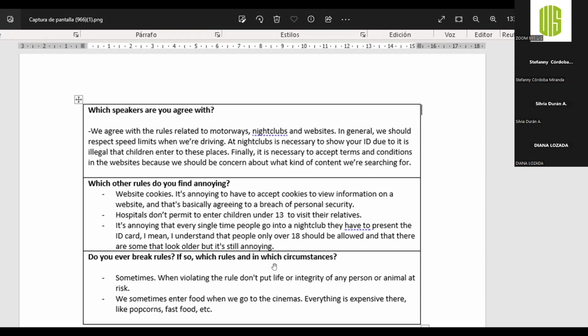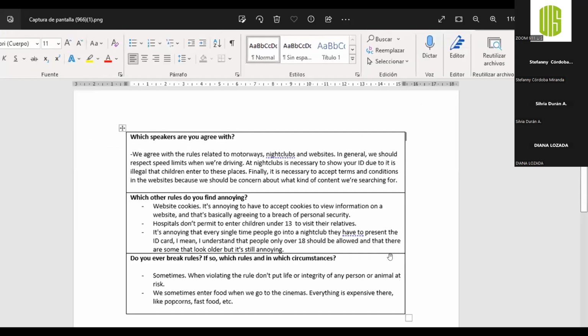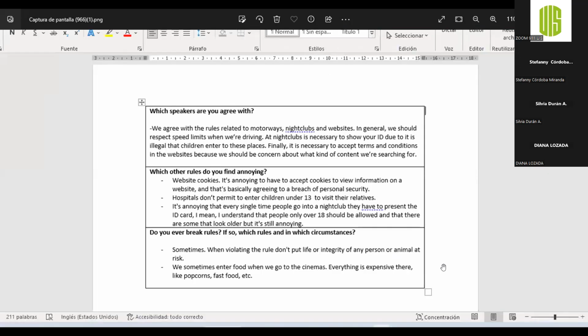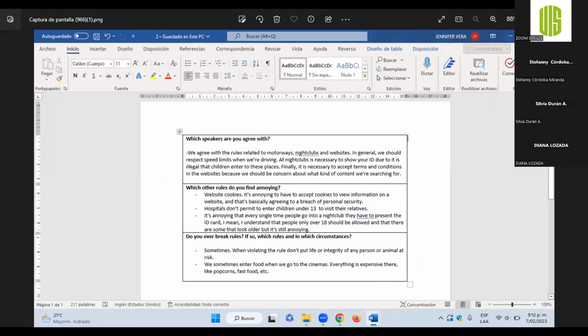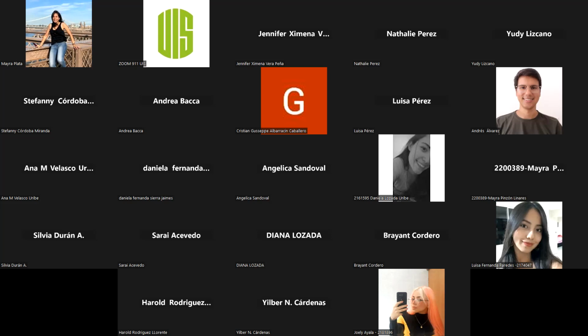Okay. Group number 2, thank you very much. Just one thing in the final part of the first question. Okay. Thank you. Let's have a look at group number 3. Notice how different your answers have been, talking about the aspects that you agree with from the listening and also the ones where you break the rules. Group number 3, we have Mayra, Angelica, Brian, and Luisa.